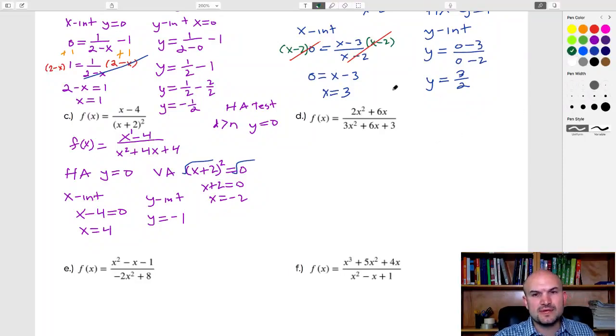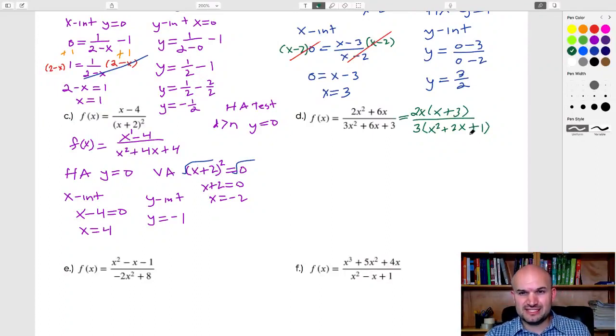All right, on to the next one. There's a dark green. So again, I'm going to want to factor this first because I want to see if there are any holes, anything that divides out. So here I can factor out a 2x, and by factoring out a 2x, I'm left with an x plus 3. Over here, I'm going to factor out a 3, and I'm left with x squared plus 2x plus 1. Okay, and you can see this factors down to a perfect square trinomial.